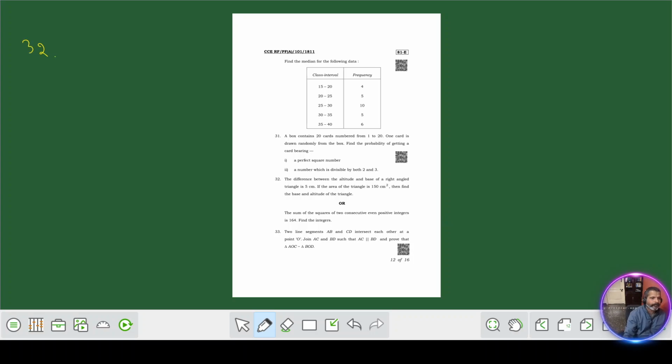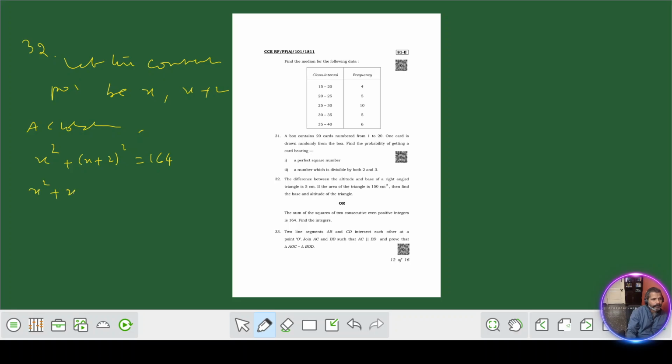32(1). The sum of the squares of two consecutive even positive integers is 164, find the integers. Let the consecutive positive integers be x and x plus 2. According to given, the sum of the squares, they told x square plus x plus 2 whole square is 164. Open the bracket and simplify.